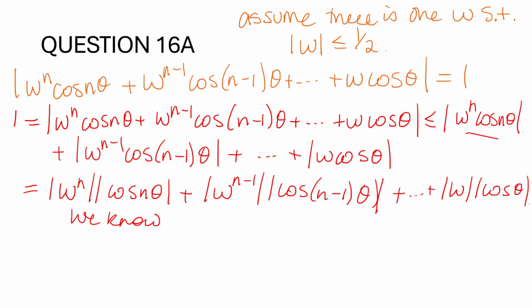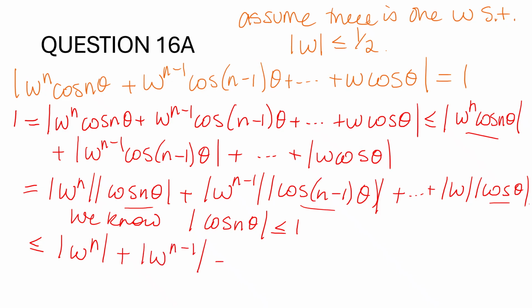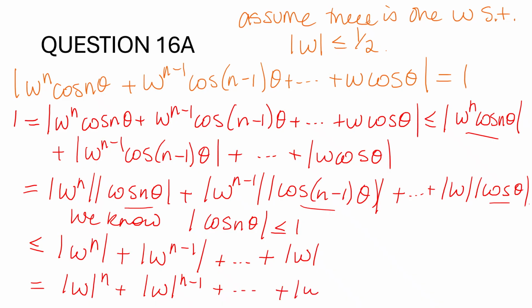Now we know that all of these cos terms are less than or equal to 1. Therefore, this whole expression must be less than or equal to these absolute values of w: absolute value of w to the power of n plus absolute value of w to the power of n minus 1 plus dot dot dot plus absolute value of w. And using another property of absolute values, this is the same as absolute value of w to the power of n plus absolute value of w to the power of n minus 1 plus dot dot dot plus absolute value of w.